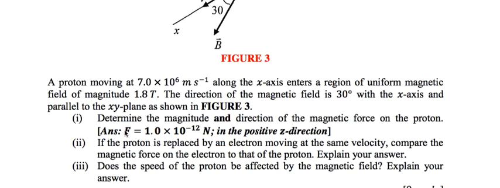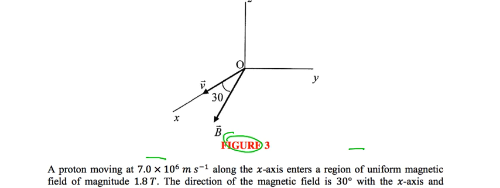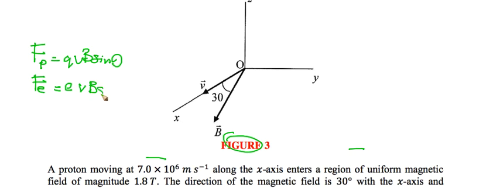And the next part: if the proton is replaced by an electron with the same velocity, compare the magnetic force on the electron. If you look at the equation, the force on the proton is QVB sine theta. Now for the electron, Fe, the charge is the electron charge, with the same V and the same angle theta.